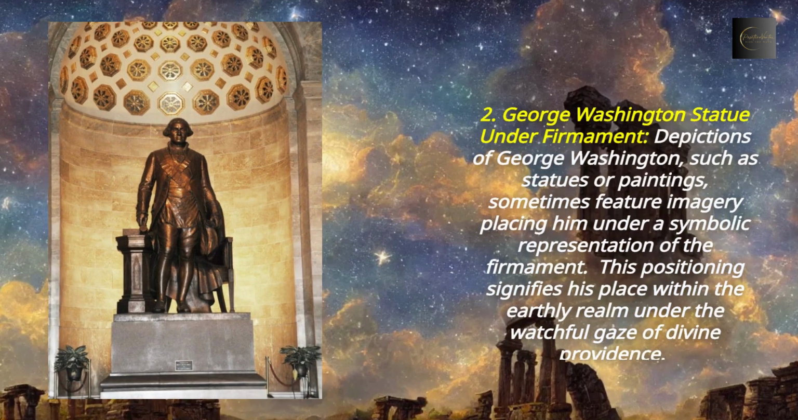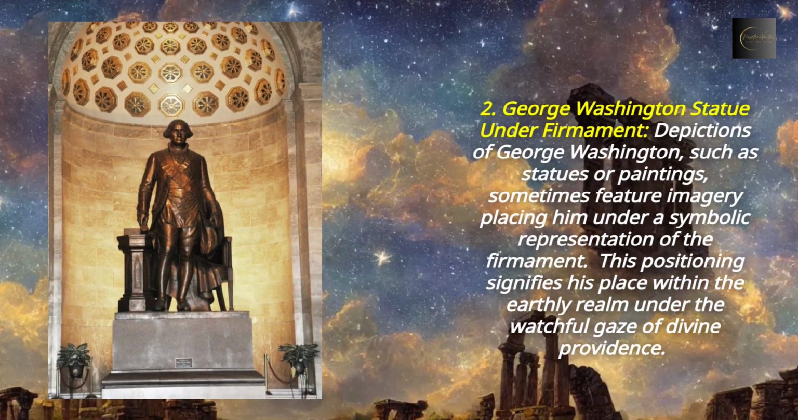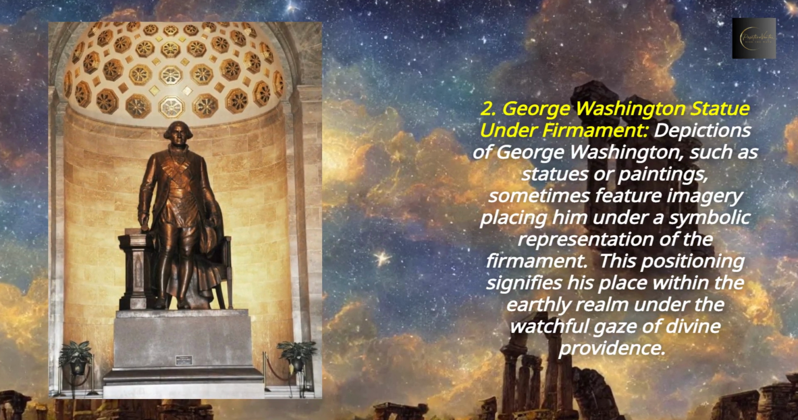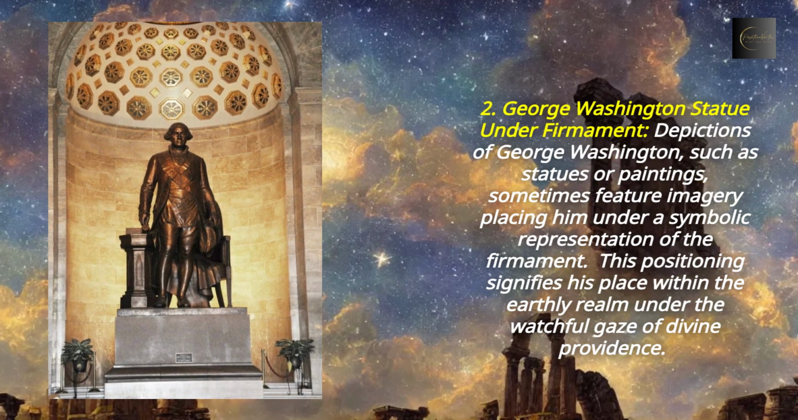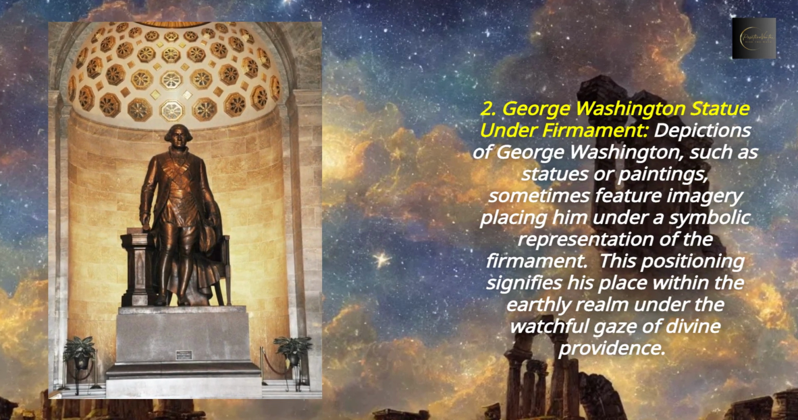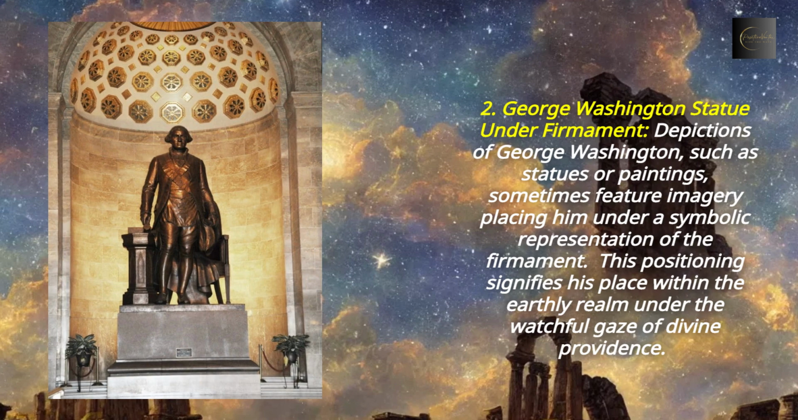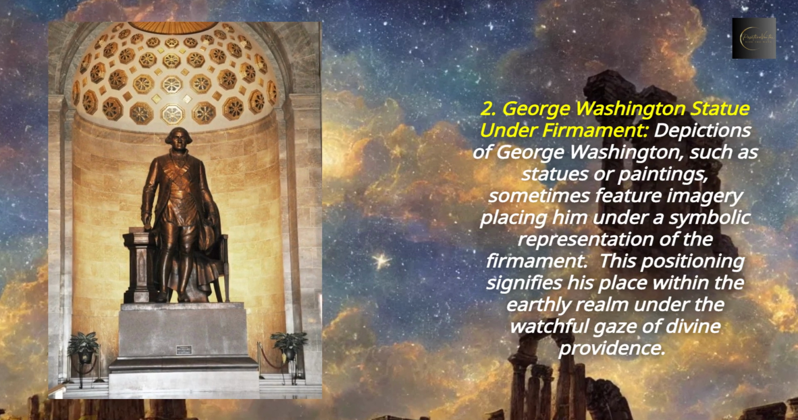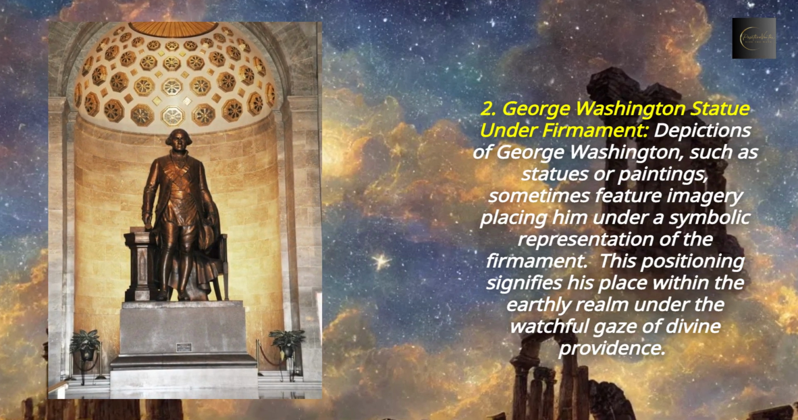2. George Washington statue under firmament. Depictions of George Washington, such as statues or paintings, sometimes feature imagery placing him under a symbolic representation of the firmament. This positioning signifies his place within the earthly realm under the watchful gaze of divine providence.